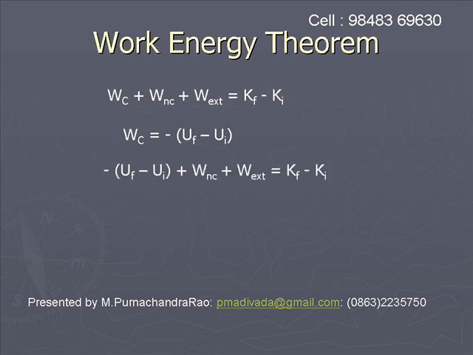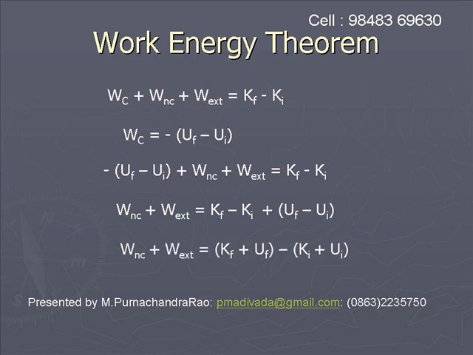Now instead of WC, let us write minus of (UF minus UI). Then the relation becomes minus of (UF minus UI) plus WNC plus W external is equal to Kf minus Ki. Or we can write WNC plus WEXT is equal to Kf minus Ki plus UF minus UI. Or WNC plus W external is equal to (Kf plus UF) minus (Ki plus UI).